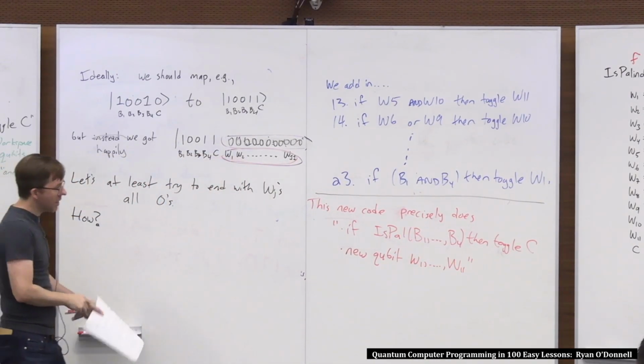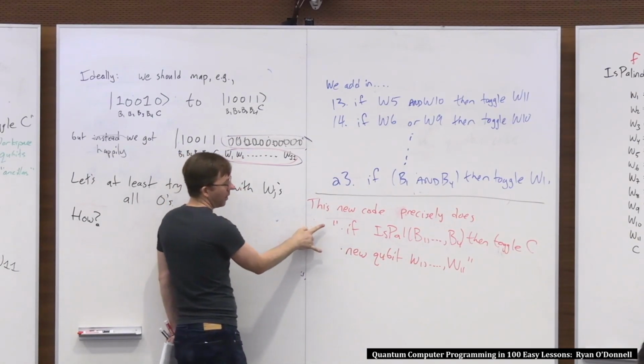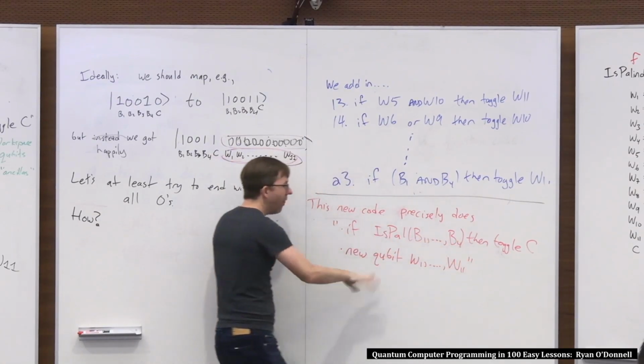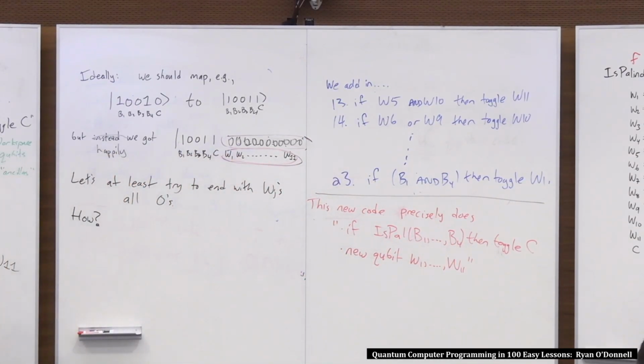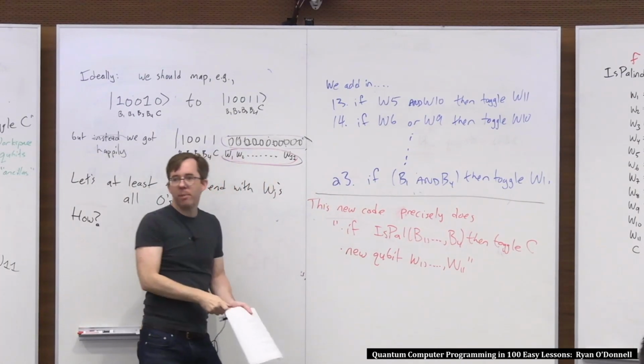So consider some hypothetical code. Imagine you had some quantum code that first did: if palindrome B1 through B4, then toggle C, and then it created new qubits W1 through WL for no particular reason. Then you could say this code from line 0 to 23 exactly implements this spec.